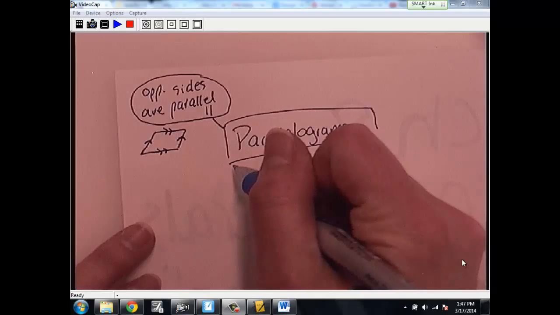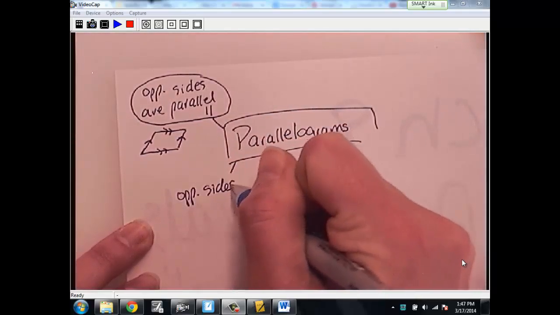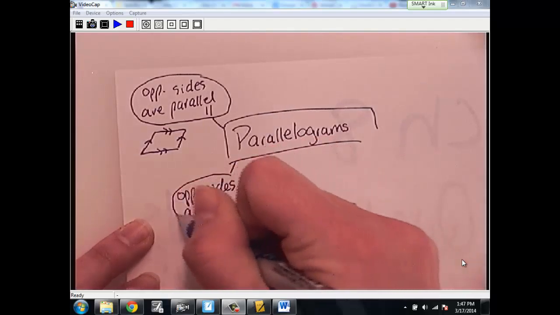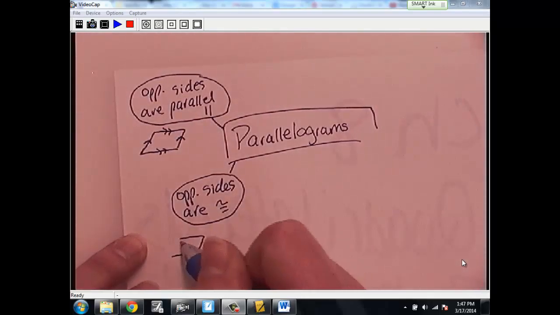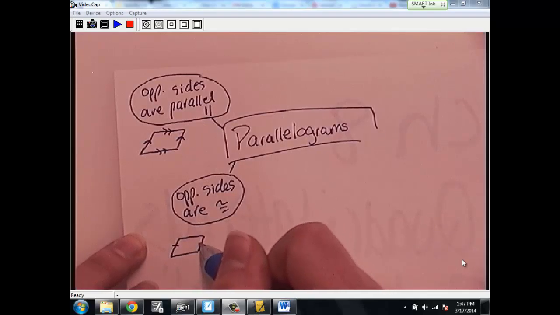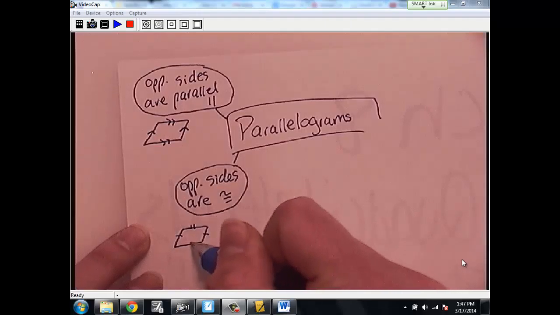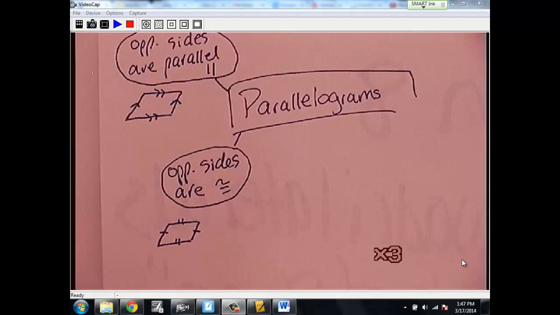And we also have the fact that opposite sides are congruent. What's congruent mean? The same, or equal. So opposite sides are congruent, so this side is congruent to that side, and this side is congruent to this side. Opposite sides are congruent.